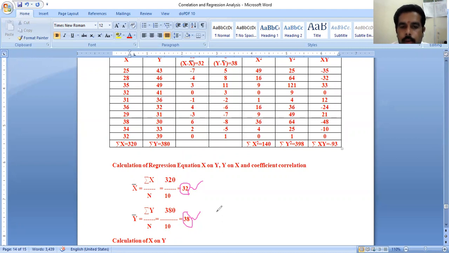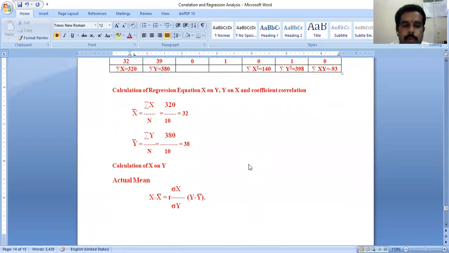It is clear that 32 is a 2-digit number, 38 is a 2-digit number, and in 32 and 38 there are no fraction values. Suppose you got 32.10, then you have to apply, which method? The assumed mean method. It is clear, that is the difference between actual mean and assumed mean.